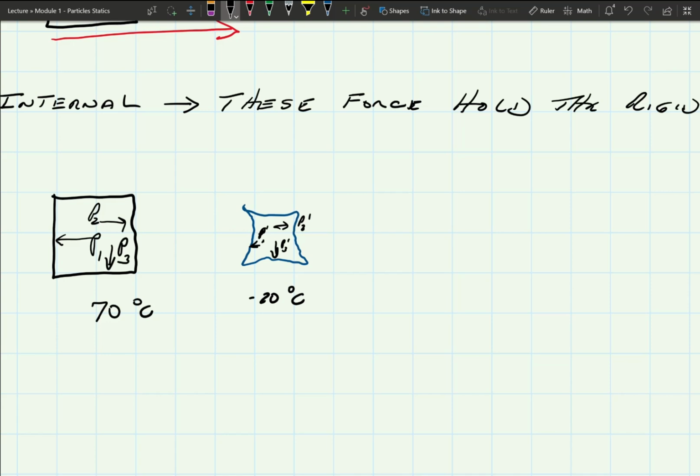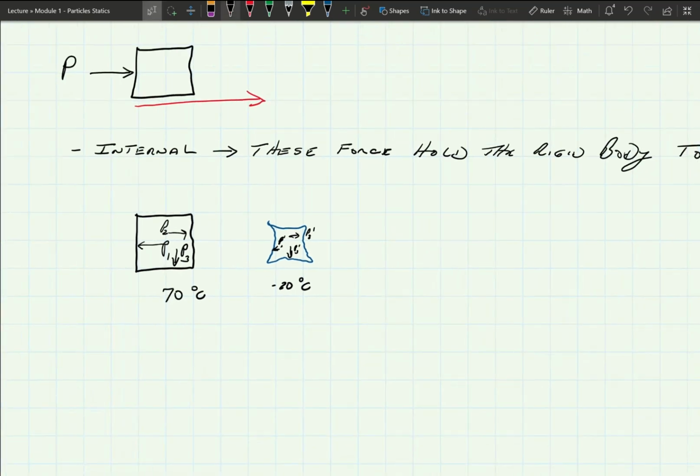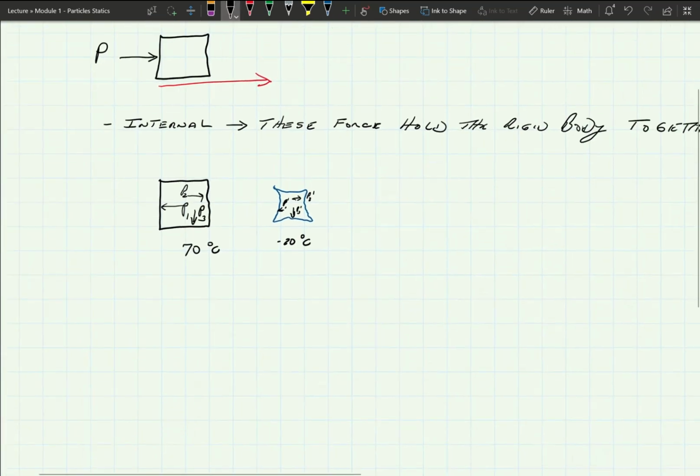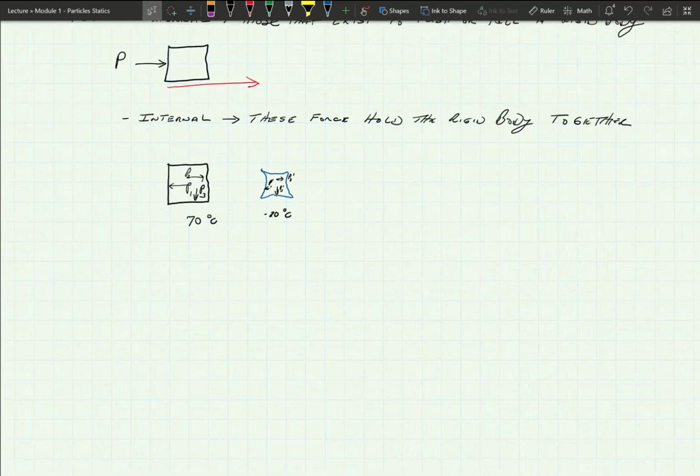But as we warm it up, those internal forces are going to spread it out. So those are internal forces. Okay, simple concept. We'll come back to these, so don't get too hung up. Just try to remember them as we go through statics, and you'll get the hang of what you need.